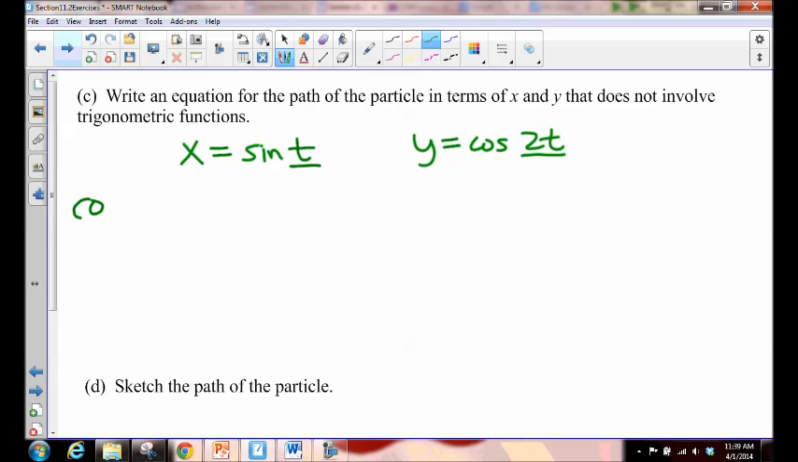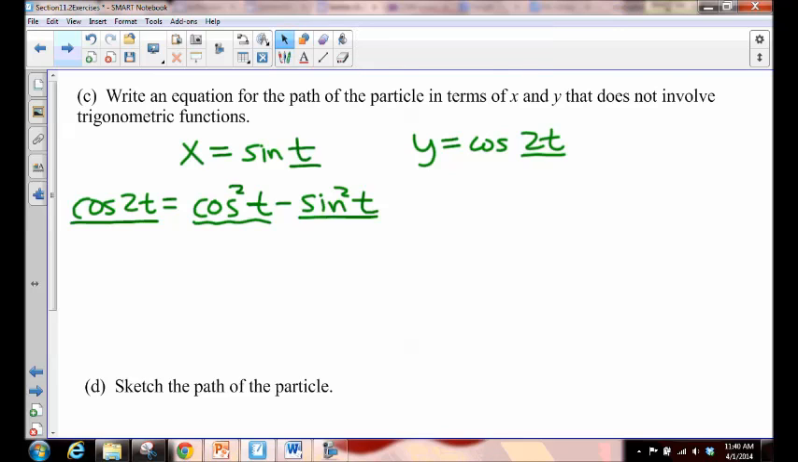So let's start by remembering what cosine 2t is equal to. And if you look it up in your book, it's equal to cosine squared t minus sine squared t. Now this is getting us somewhere because I've got cosine 2t, that's y. Sine t is equal to x, so sine squared t is going to be x squared, but I still have this problem because I've got a cosine t. So maybe I'm going to need another trig identity, one that's going to relate cosine squared t and sine squared t.